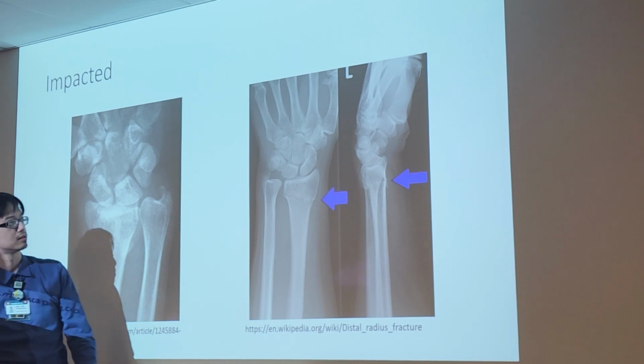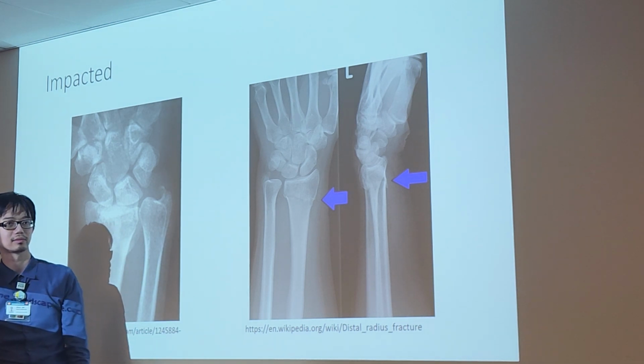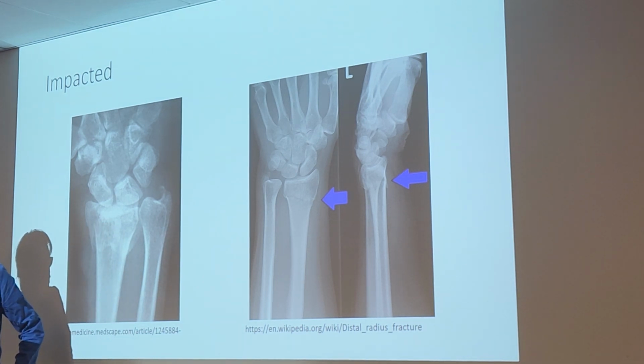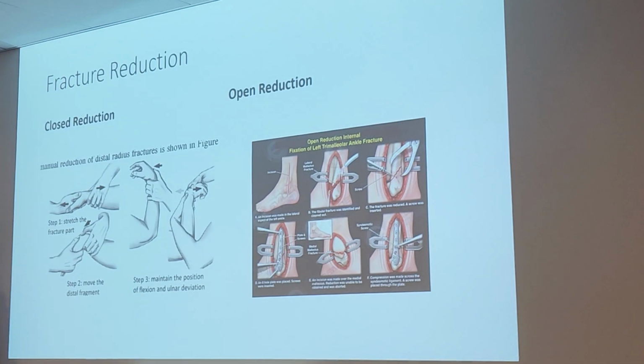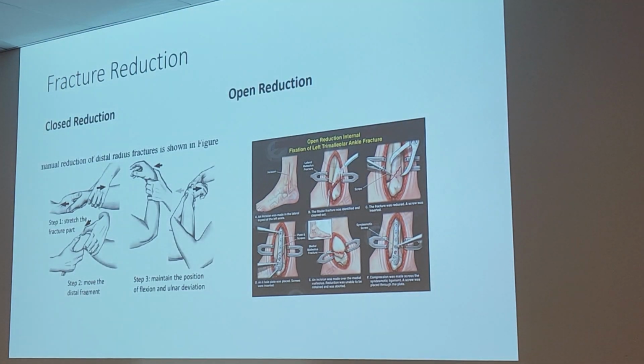Would that also be similar to the donut one you were talking about, the buckle? It's similar, but the buckle or the torus is a partial fracture. The cortex does not break. Here, the cortex is completely broken. They're completely separated. So it's overlapped. Overlapped. Or inside each other. And then the same thing on this side as well. So, impacted. Okay, so lots of different fractures.